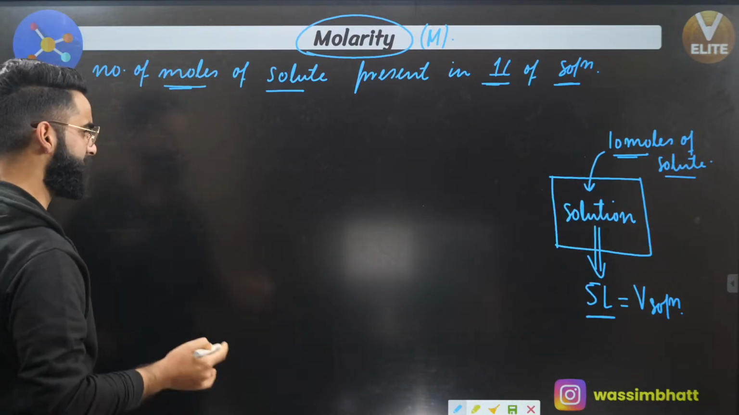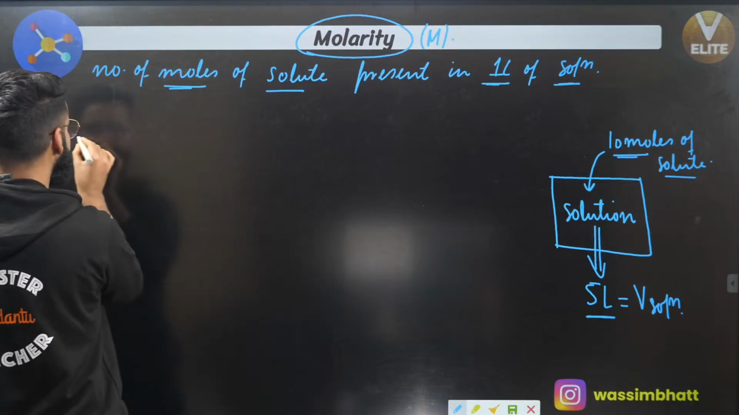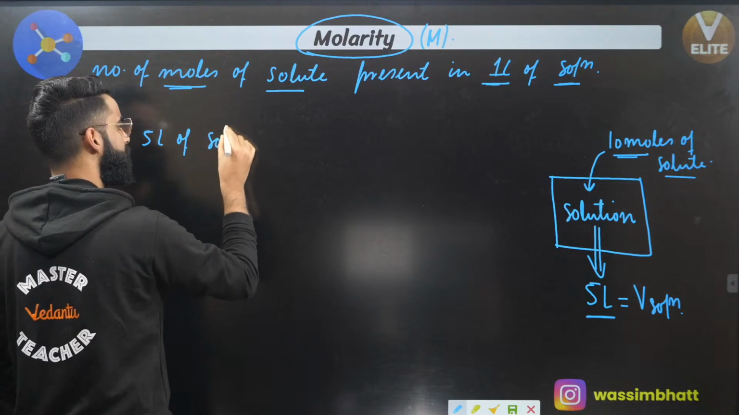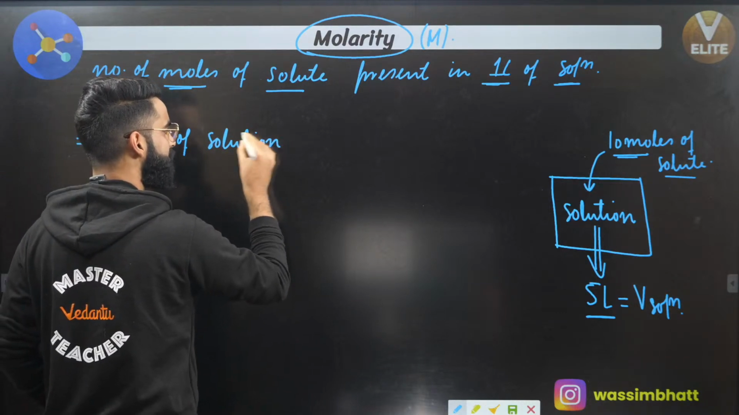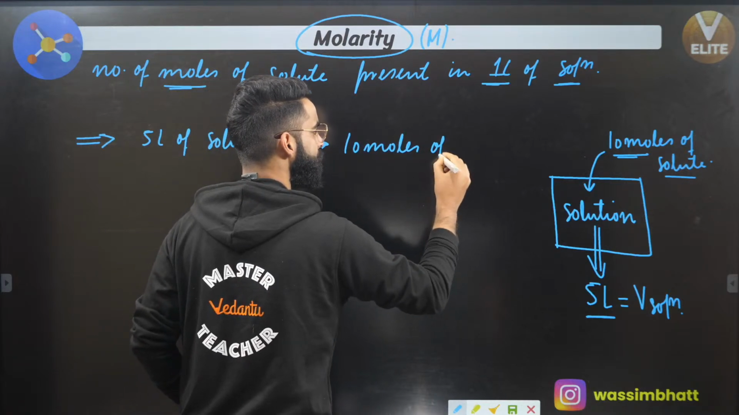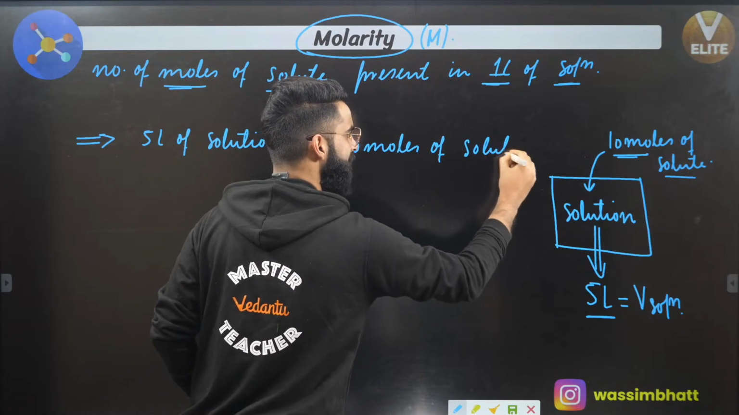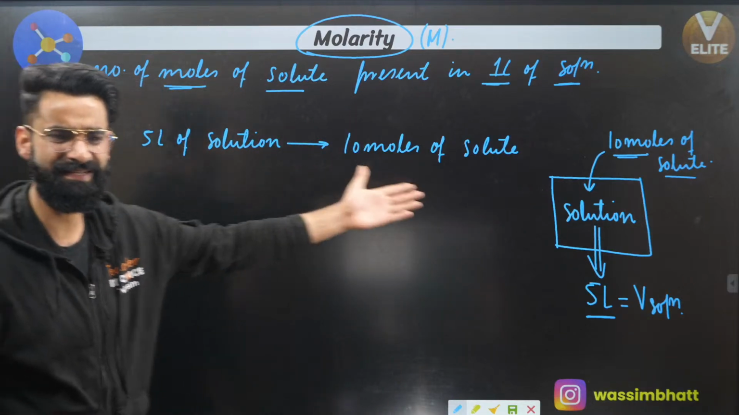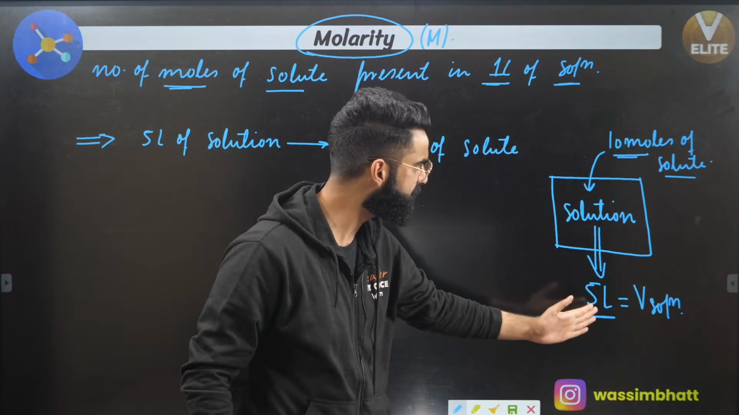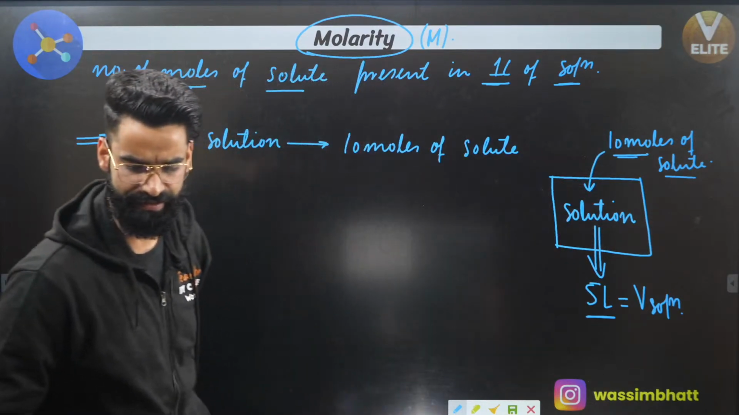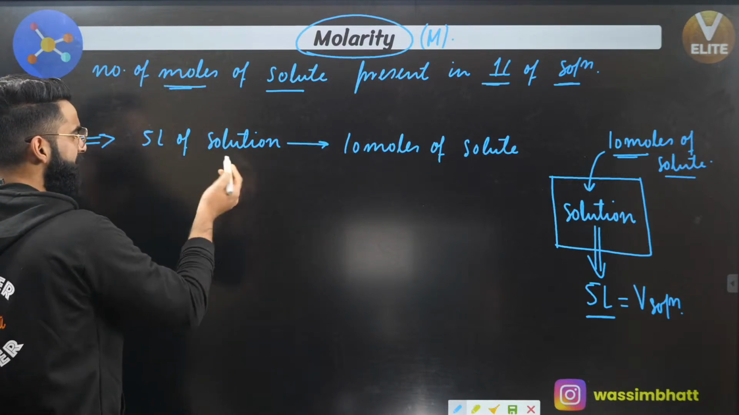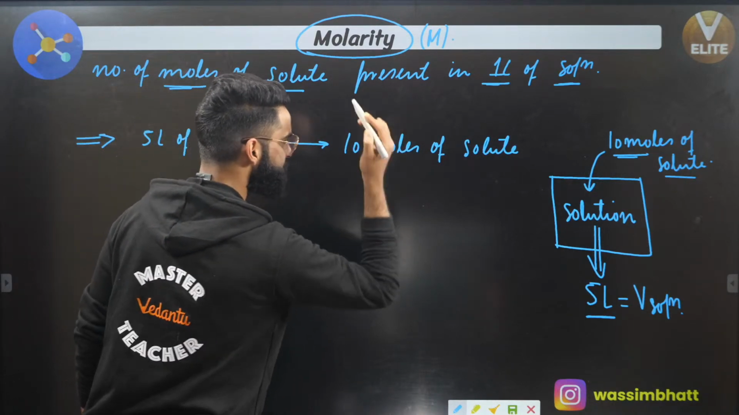Now see, in this scenario, can I say 5 liters of solution contains 10 moles of solute? Yes, I can say this. As per the solution we have in the container, the volume is 5 liters and there are 10 moles of solute present in it. So I can say 5 liters of solution contains 10 moles of solute.